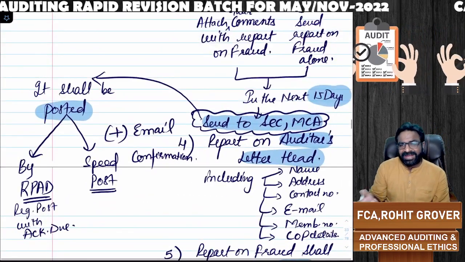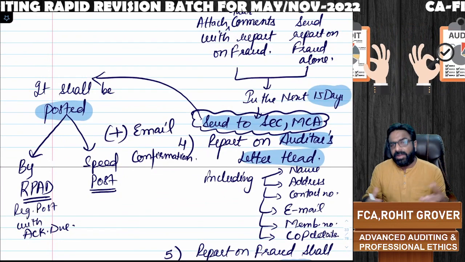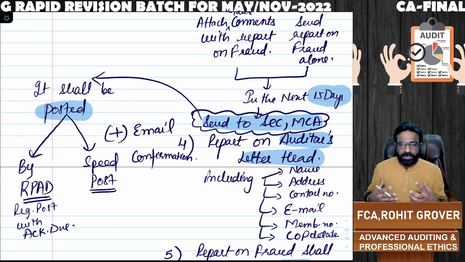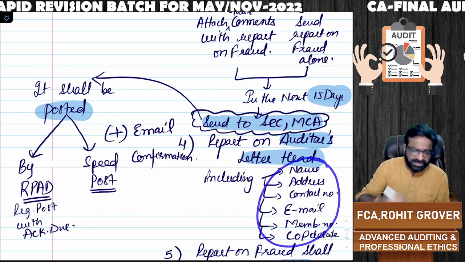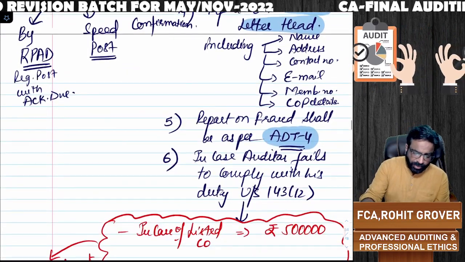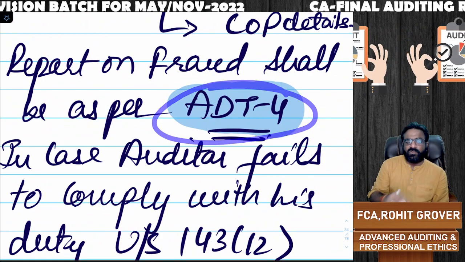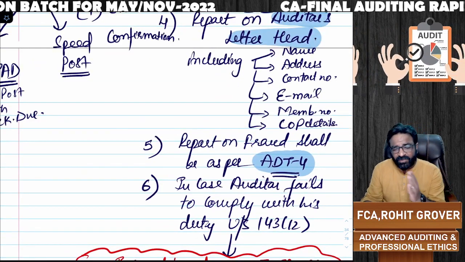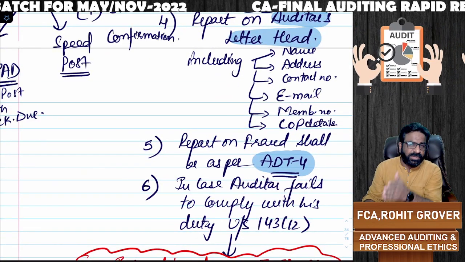And you all know that it has to be prepared on whose letterhead? Auditor's letterhead. It should be prepared, and it should include these 6 pieces of information. And it is to be reported as per the format of what? ADT-4. Now this is what section 143 subsections 13 and 14 talk about.